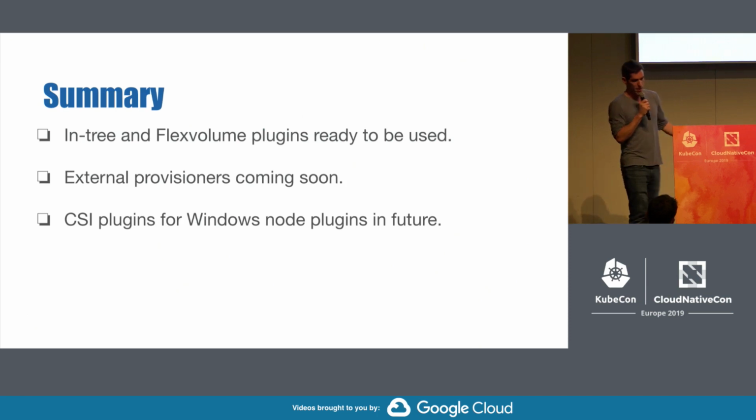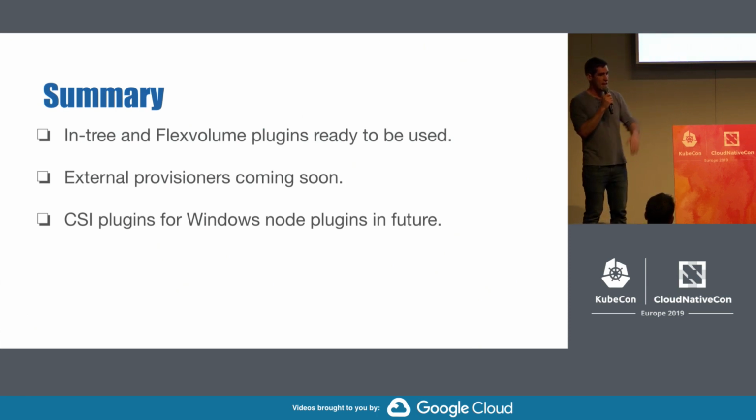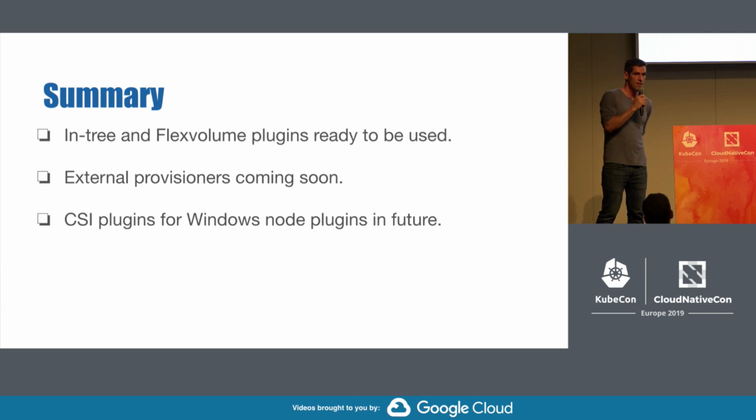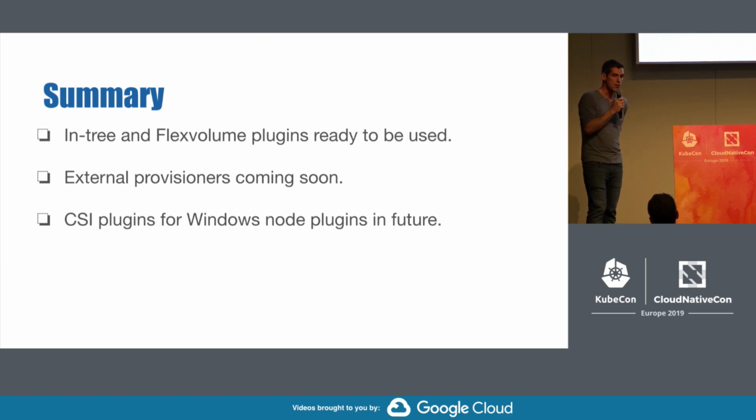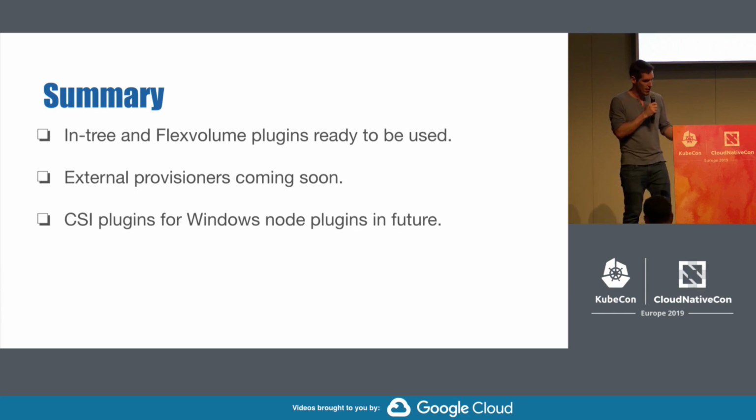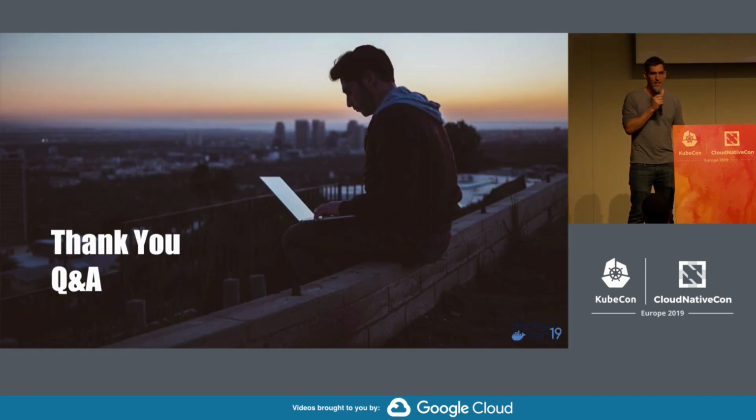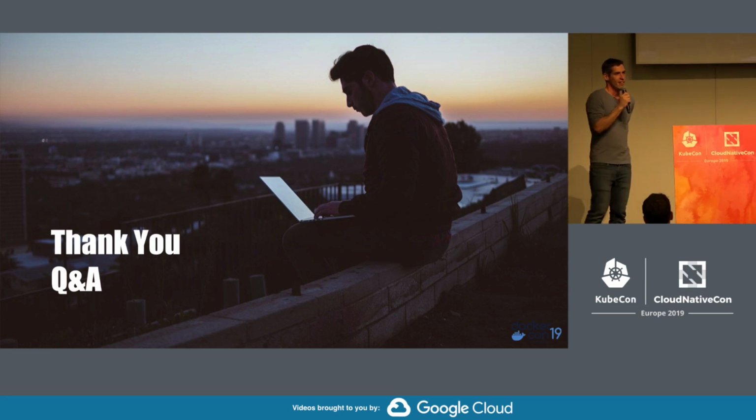And in summary, you can use in-tree and flex volume plugins today. You can also use ISO provisioners to some extent, like that's the proof of concept I showed you. And CSI plugins for Windows should happen at some point in the future, but they're not there yet. And that's pretty much all we have today. Any questions?